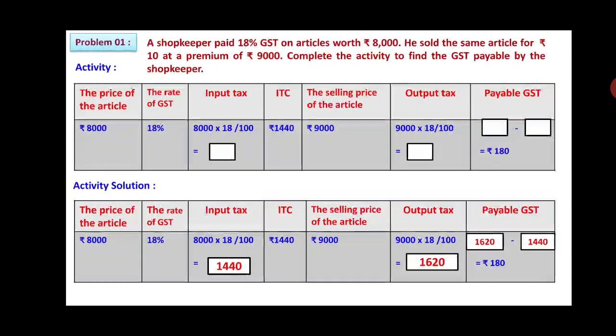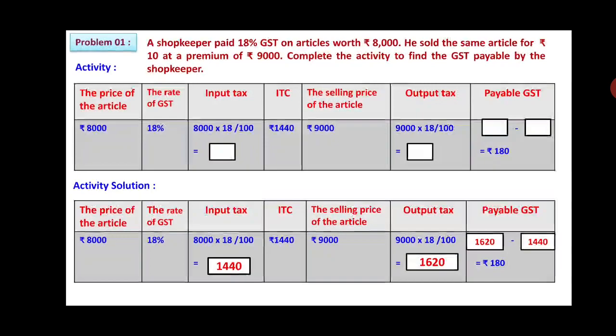Here the price of the article is 8,000. The rate of GST is 18%. So input tax will be 8,000 into 18 upon 100. What value comes here to write? ITC is rupees 1,440. The selling price of the article is rupees 9,000. Output tax is equal to 9,000 into 18 upon 100. The answer in the box you have to write. So the difference between these two is rupees 180. That is the payable tax.